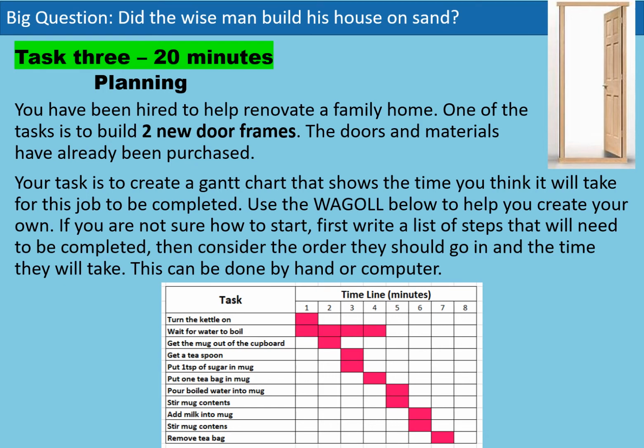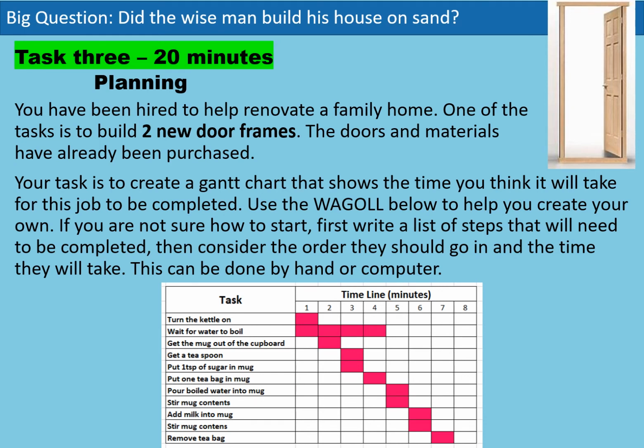I can see that it's going to take me 1 minute to turn on that kettle because I've highlighted that box pink. The next task is to wait for the water to boil. Now this is going to take me 4 minutes to complete, and I know that because on the timeline I have highlighted 4 boxes that go up to 4 minutes. So that tells me it's going to take 4 minutes to complete that task.